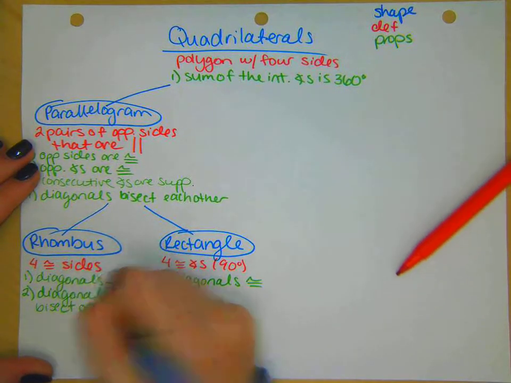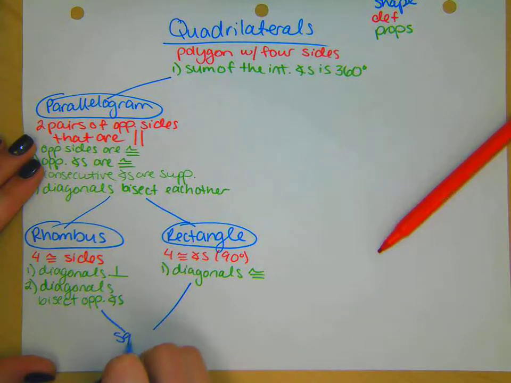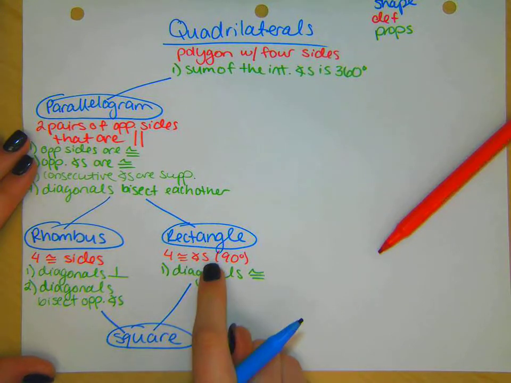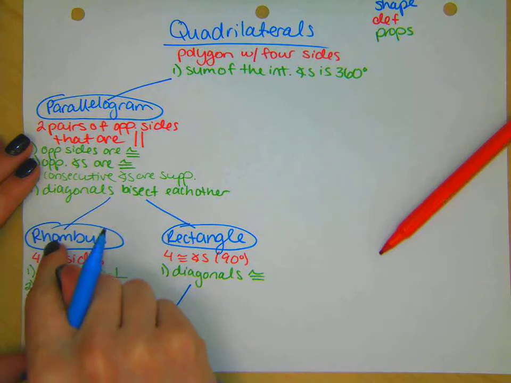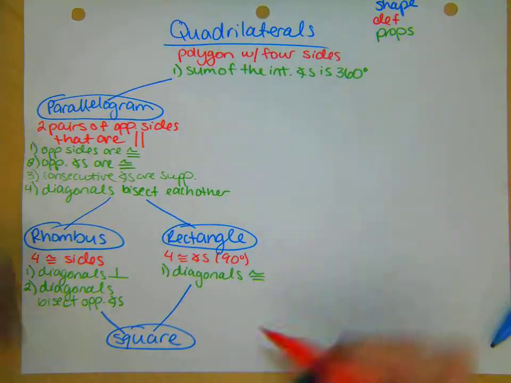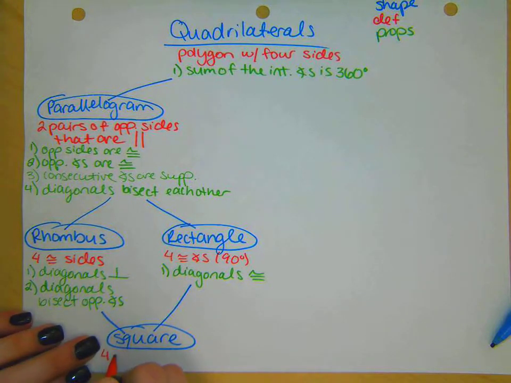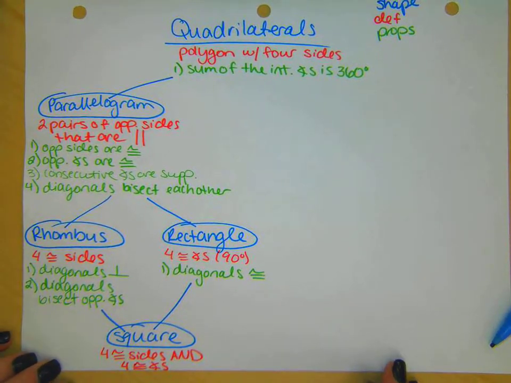Now we're going to draw 2 branches from the rectangle and from the rhombus, and they're going to come together at the square. So a square is a type of rectangle, which is a type of parallelogram, which is a quadrilateral. A square is a type of rhombus, which is a type of parallelogram, which is a type of quadrilateral. What makes a square stand out is that we not only have 4 congruent sides, but also 4 congruent angles. So 4 congruent sides and 4 congruent angles.